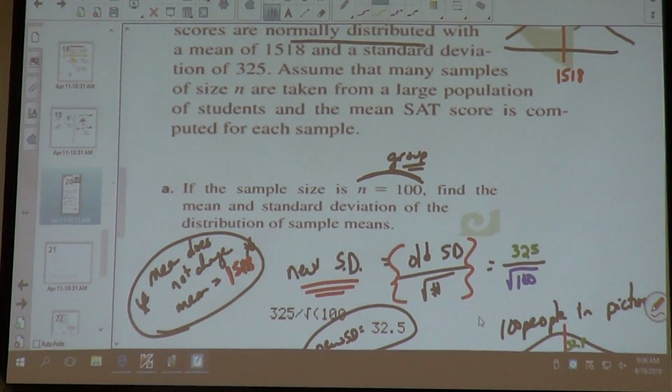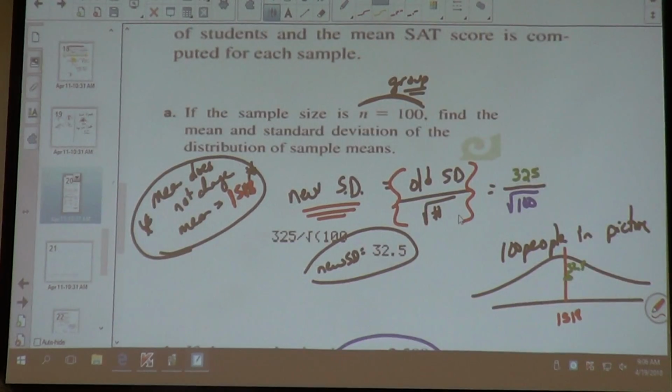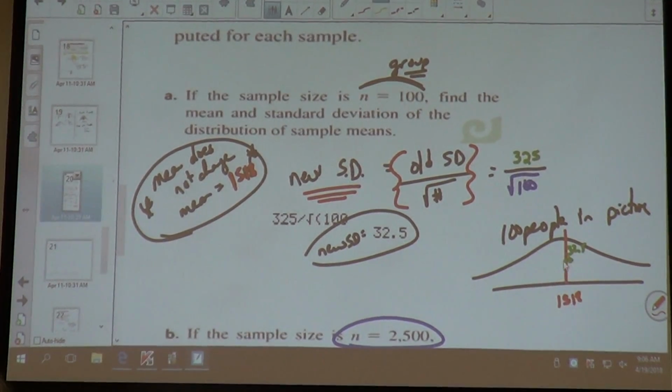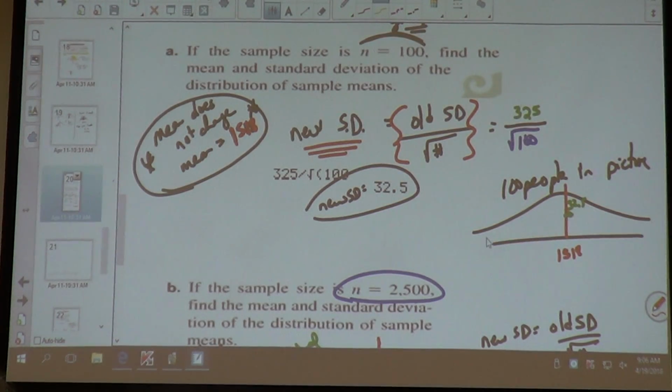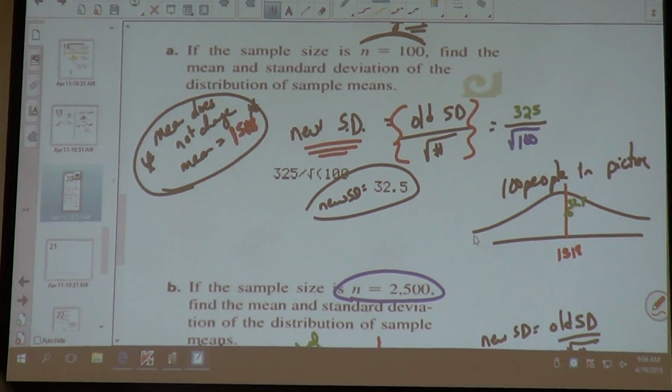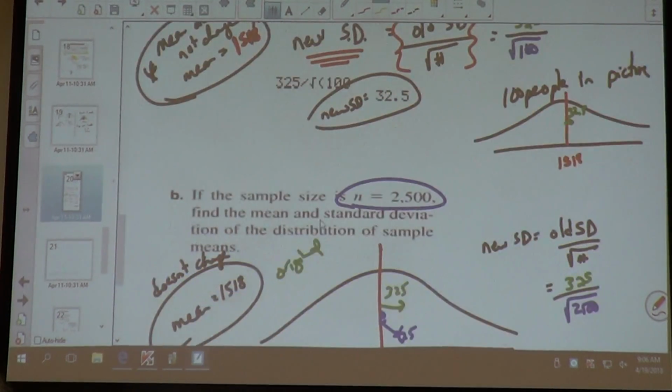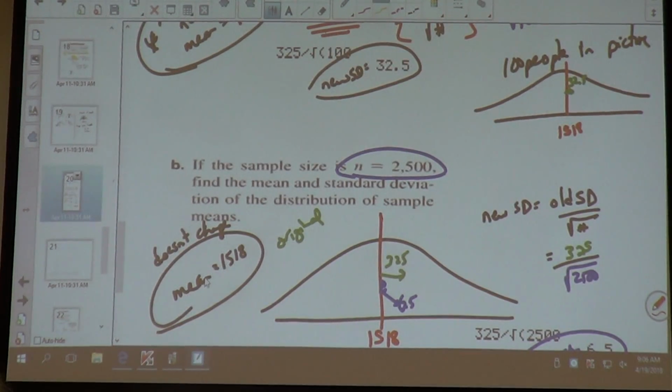Let's look at another one. So this is showing if you put 100 people in a picture, your mean didn't change, but I look skinnier. Now, what if you put me in a picture with 2,500 people? I'm going to look even tinier. What is my mean going to be? 1518. My mean ain't going to change. My mean is going to be 1518.